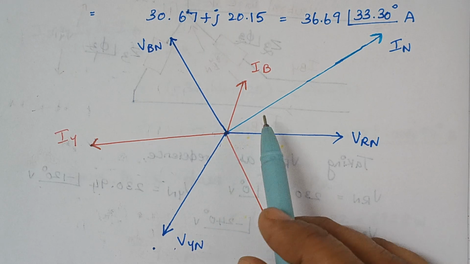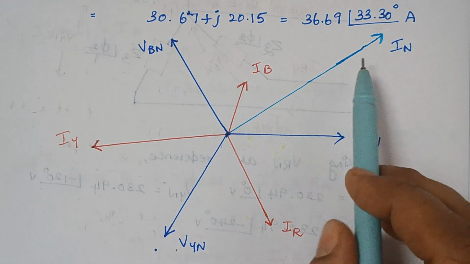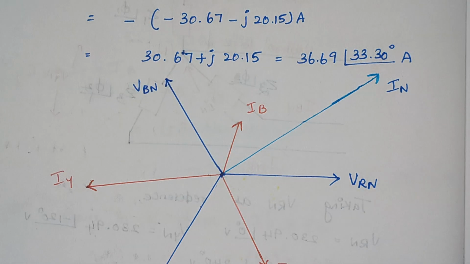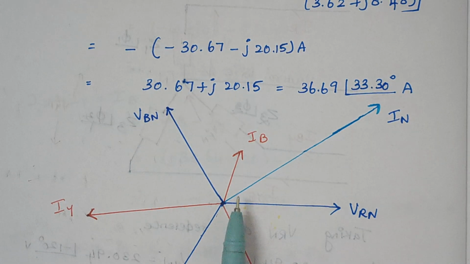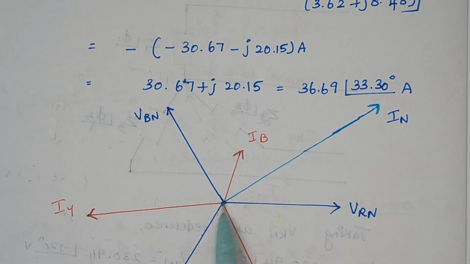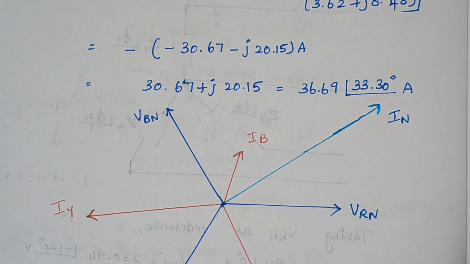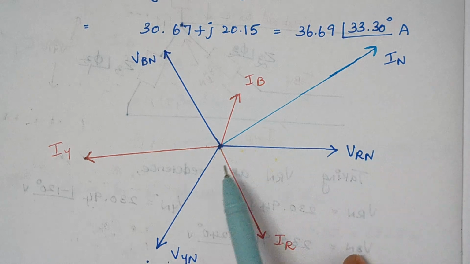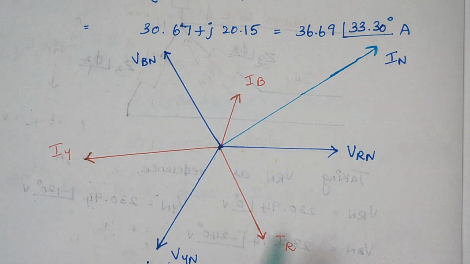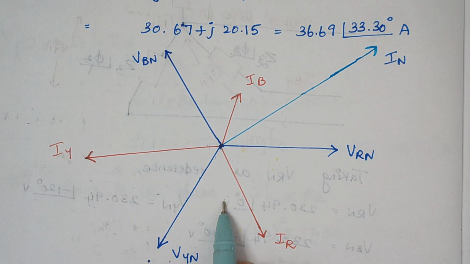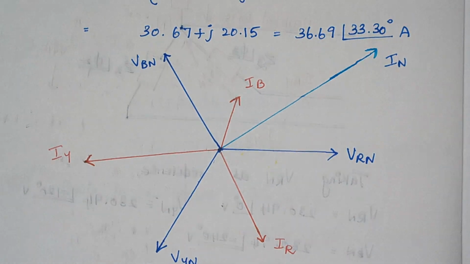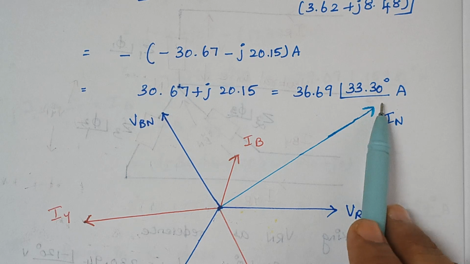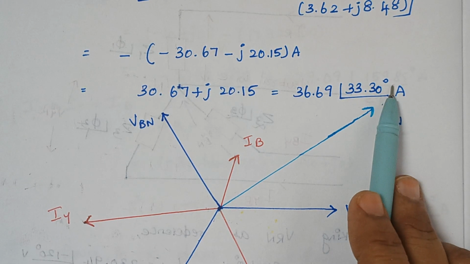So here the neutral current is, depending upon the angle, here I have represented the neutral current. That is, you see, just initially we can easily draw this VRN, VYN and VBN. Even it will be better if you have a protractor to measure and keep the angle, okay? This diagram I have drawn using a protractor, right? So the next thing is the value of IN, you see the IN is with 33.30 degrees, right?